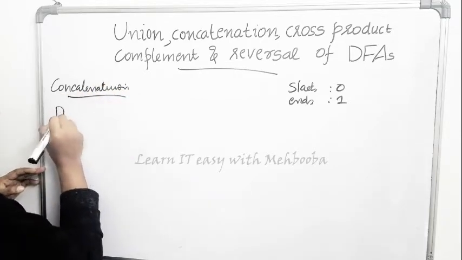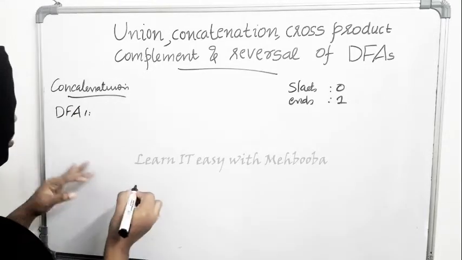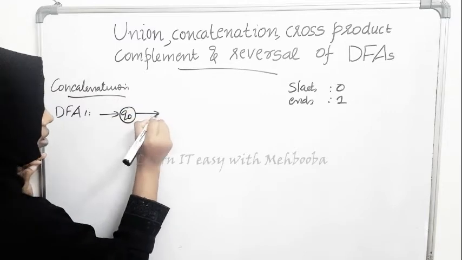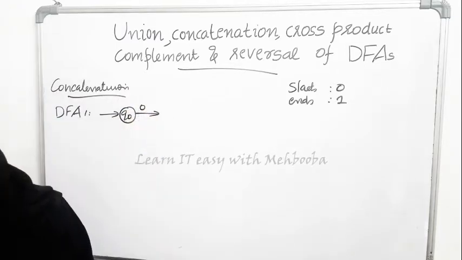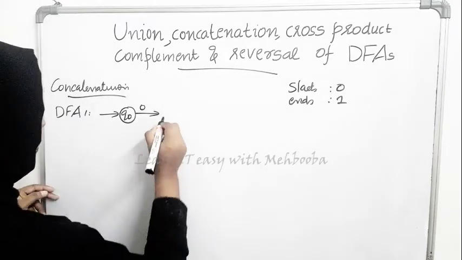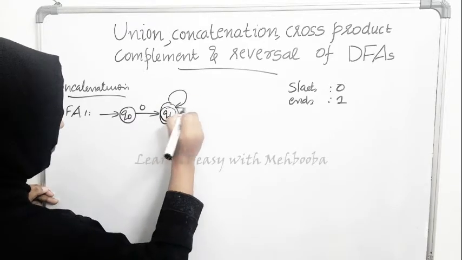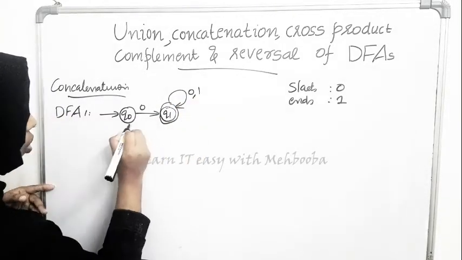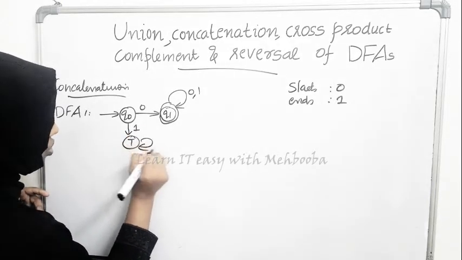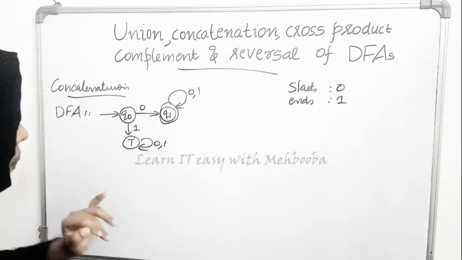So the DFA1 will be for strings that are starting with 0. So Q0. The first character should be a 0. When it says starting with 0, the minimal string that starts with 0 is 0 itself. So even a single 0 can take you to the final state. Now after that it can be 0, 1, it doesn't matter. If it is starting with 1, no way, you have to be in the trap state.